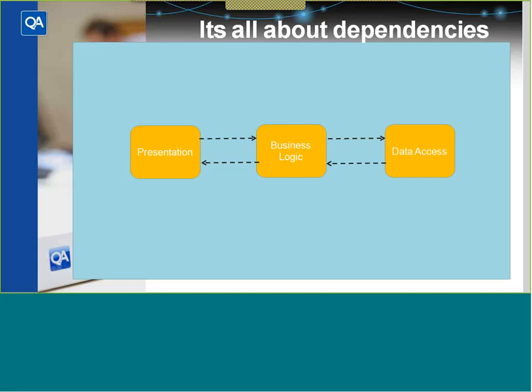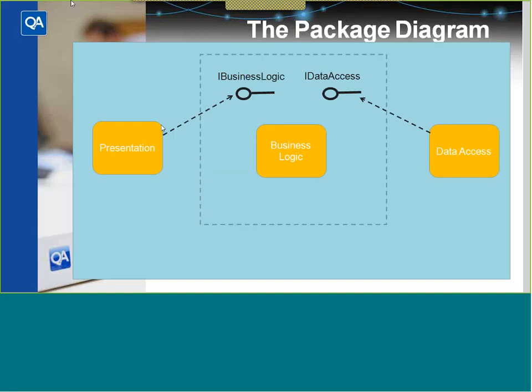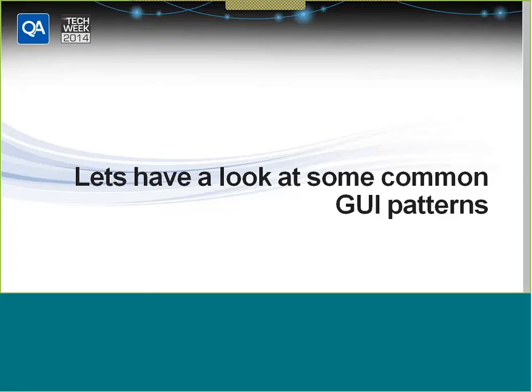The dependencies should look much more like that. The business logic gives a contract out to the other components and says, this is what you have to conform to. You do that, and we can play ball together. So one-way dependencies, two-way traffic flow. So with those sort of things out of the way, let's have a look at some common GUI patterns and see how we get on. We've done the mocking.